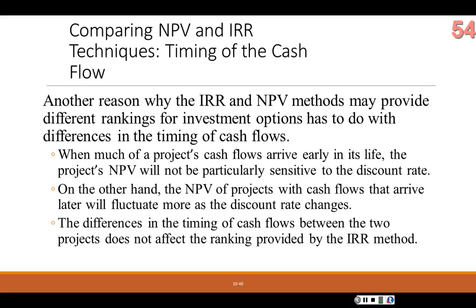So another reason why internal rate of return and net present value may rank projects differently is because of the timing of these cash flows. When a large portion of the cash flows arrive early in a project's life, the NPV will not be particularly sensitive to the discount rate. The net present value of projects with cash flows that arrive later on in the project's life, however, will fluctuate more as the discount rate changes. The differences in the timing of cash flows between the two projects does not affect the ranking provided by the internal rate of return method.